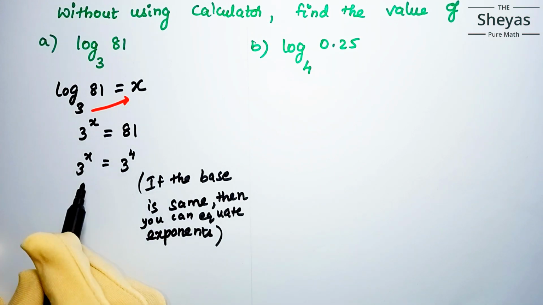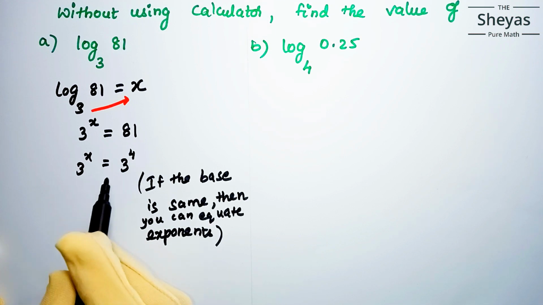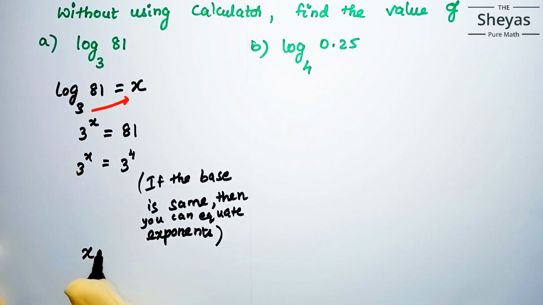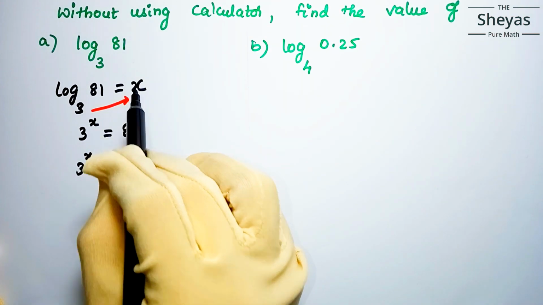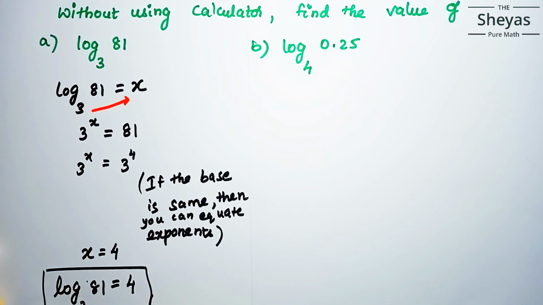So 3 power x is equal to 3 power 4. Here the base is 3 and here also the base is 3, so you can equate the exponents. x is equal to 4. So now you got the x value. What is x? x is equal to 4. So log to the base 3 of 81 is equal to x, and x is nothing but 4. So you have found that log to the base 3 of 81 is equal to 4.